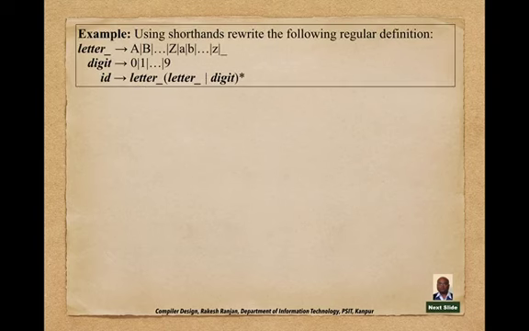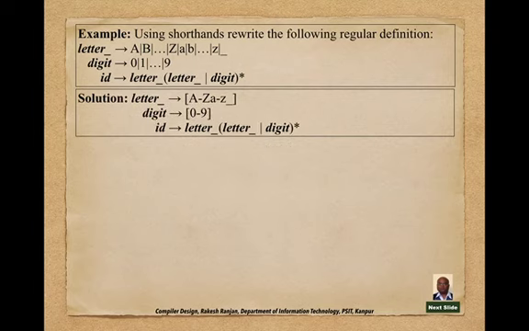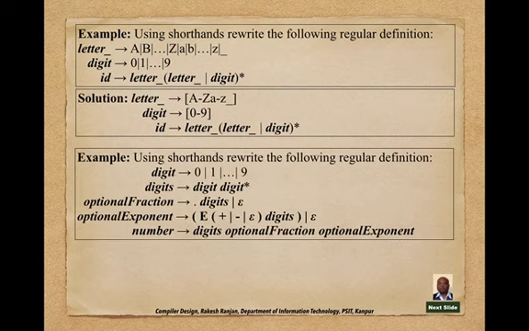For an example, using shorthand, we can rewrite the regular definition as follows. Letter underscore can be written like this. Digit can be written as [0-9]. And id can be represented by letter underscore initially, and then in parentheses, (letter underscore | digit)*. This is the representation of a variable in C and Java. It can be represented in a smaller form like this: letter underscore → [A-Za-z_], capital and small, and digit → [0-9], and id → letter underscore (letter underscore | digit)*. So these are the same thing.